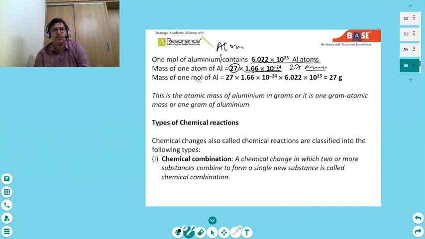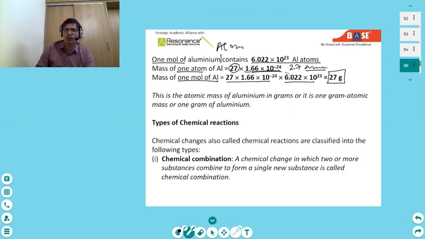And at last, mass of 1 mole of aluminium. Here 1 mole of aluminium is this much, Avogadro number. Mass of 1 atom of aluminium is 27 into AMU. And mass of 1 mole of aluminium is nothing but 27 into AMU into Avogadro number. So when you multiply all this, it comes 26.9 something. So we round figure it and write 27 gram. This gives the proof of how you calculate the atomic mass of aluminium using your Avogadro number and AMU concept.